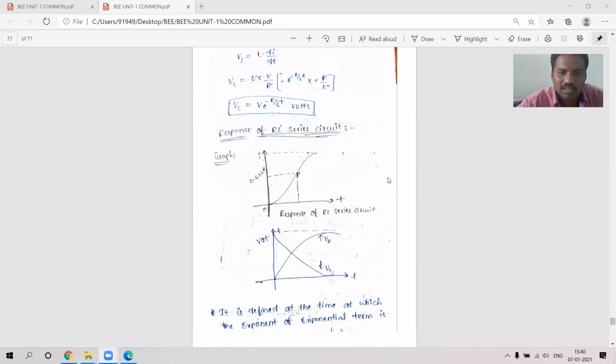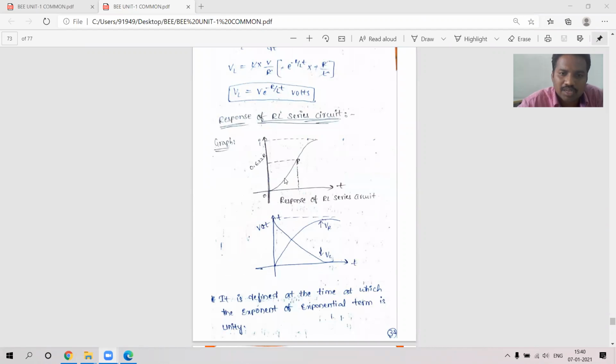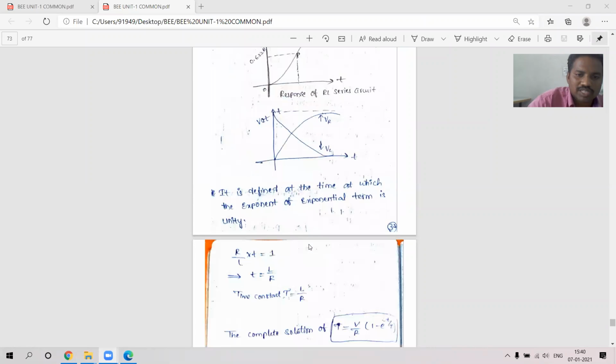So you can see the response. We got the current now. It is becoming unity, and this VR is increasing and VL will be in decaying mode. Okay. And here why am I writing 0.632 VR? So here I am getting one term, that means time constant. How is the time constant obtained? Let me come to that.